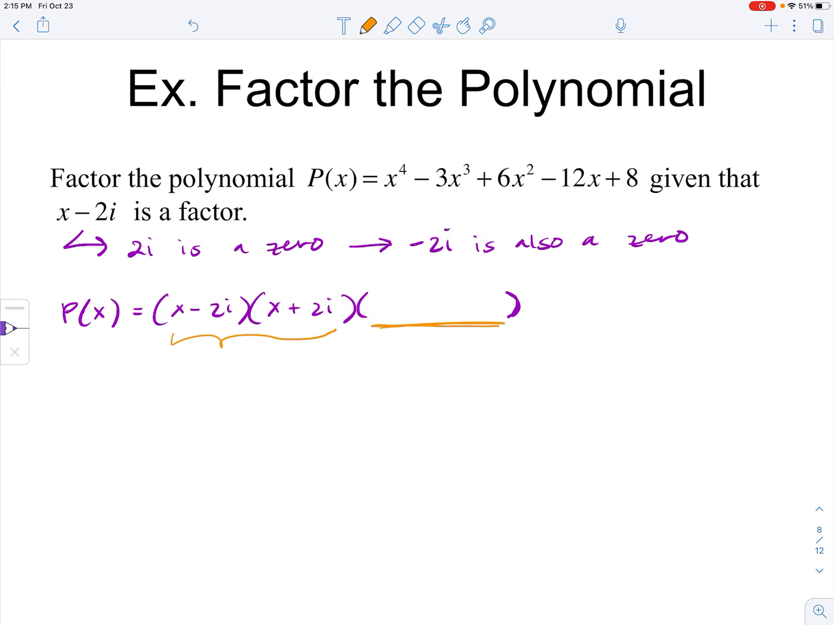Okay, so to multiply that out, I'm using the distributive property: x squared plus 2ix minus 2ix, and then negative 2i times 2i would be plus 4.